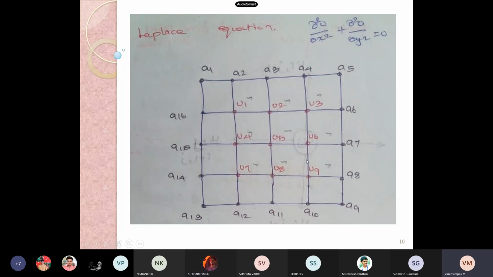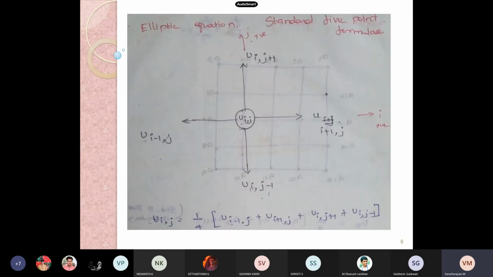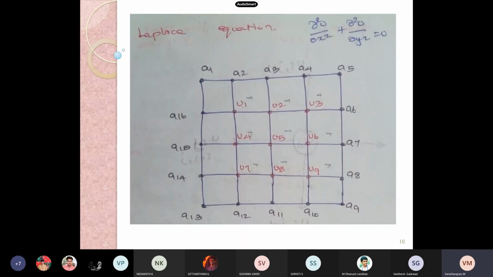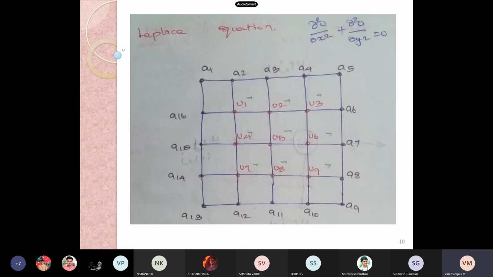So here we have two different formulas. One is the standard 5-point formula, another one is the diagonal 5-point formula. With these two formulas, we are going to find various unknowns from U1 to U9. Let us see how these problems can be solved, in which way we can find U5 and U1.